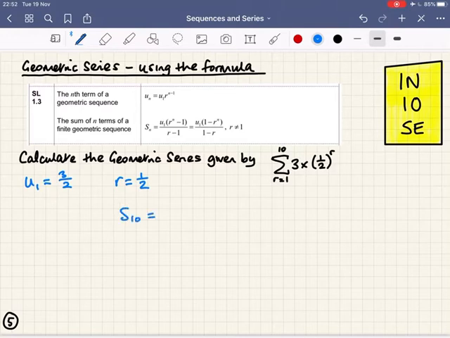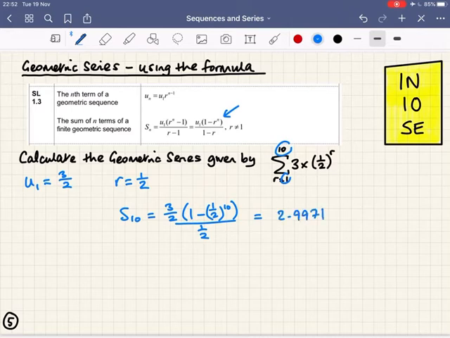Sum of the first 10 terms, we want the first 10 terms, is given by 3 over 2 times, I'm going to use the second formula here because r is less than 1. So I'd end up with 1 minus a half to the power of 10 all over 1 minus a half. If I work that out on my calculator, I get 2.9971 to 4 decimal places. Now, remember this result because we'll come back to this later when we look at convergent series in the next video.